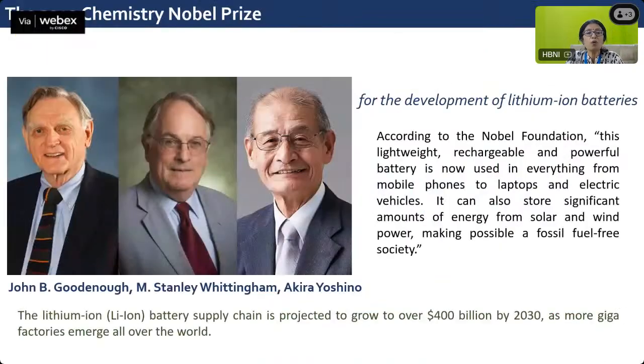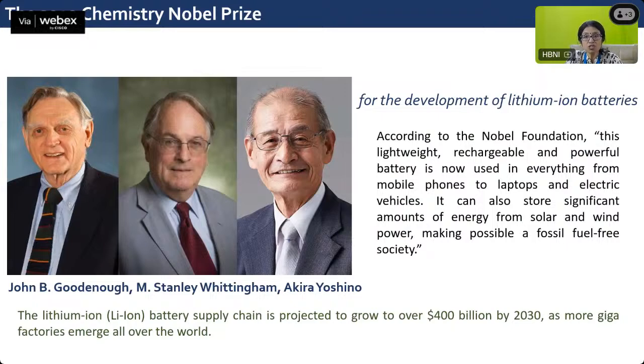So the importance of this work: the work started very, very long back, way back in the 1970s. But the acknowledgement for this work came through the Nobel Prize in 2019, which was given to three famous scientists, John B. Goodenough, M. Stanley Whittingham, and Akira Yoshino. They shared the Nobel Prize for the development of lithium-ion batteries.